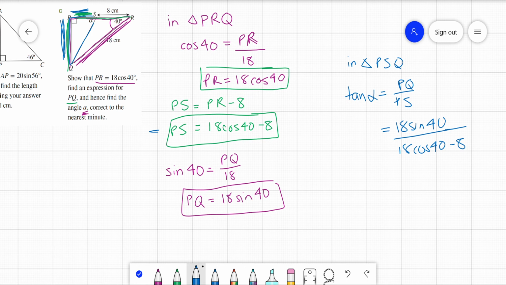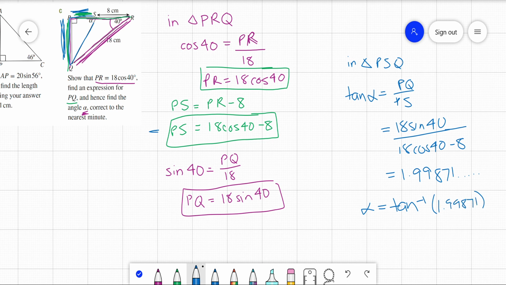So if you do want to check that you've done that correctly in your calculator, you will get 1.99871 something like that for tan alpha. But of course we're interested in alpha, so we're actually doing shift tan, or inverse tan, of that answer. And I'm actually just going to put it all straight in. So I'm going to go shift tan of 18 sine 40 all over 18 cos 40 minus 8 to get my answer. But you could do this as well.